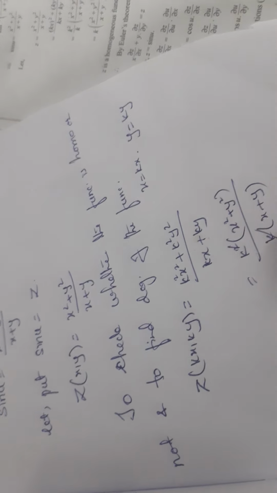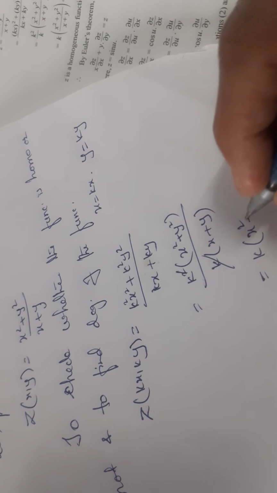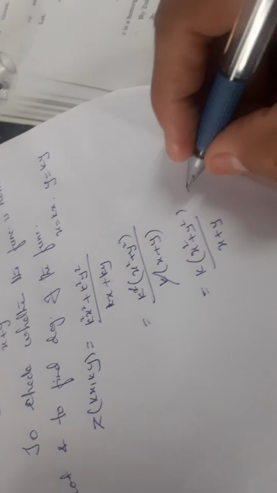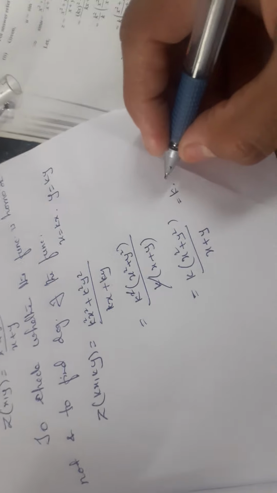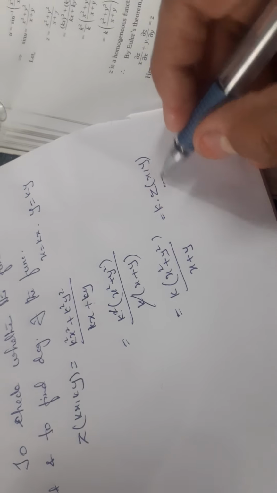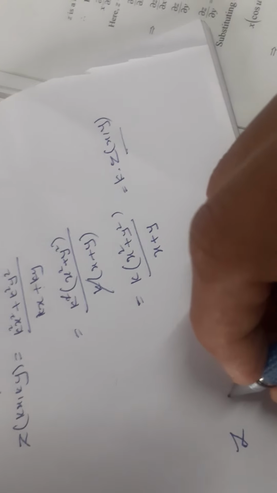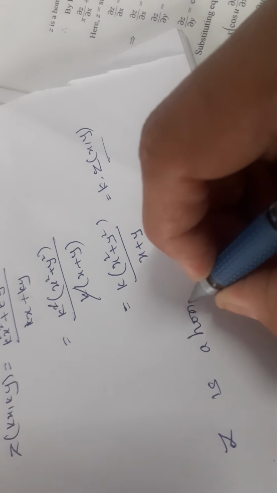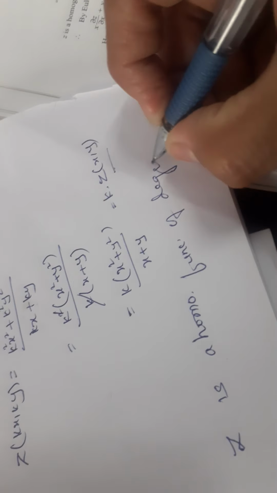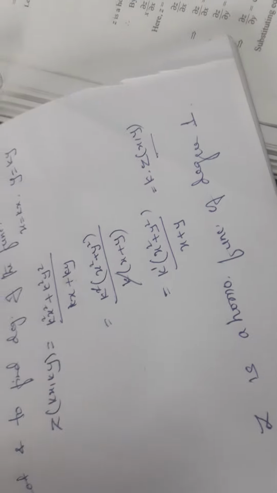one k from this gets cancelled. What is the leftover thing? k into (x square plus y square) by (x plus y). So it is equal to k into our function z of (x, y). So it is homogeneous, and z is a homogeneous function of degree... what is the power of k? 1. Okay, of degree 1.